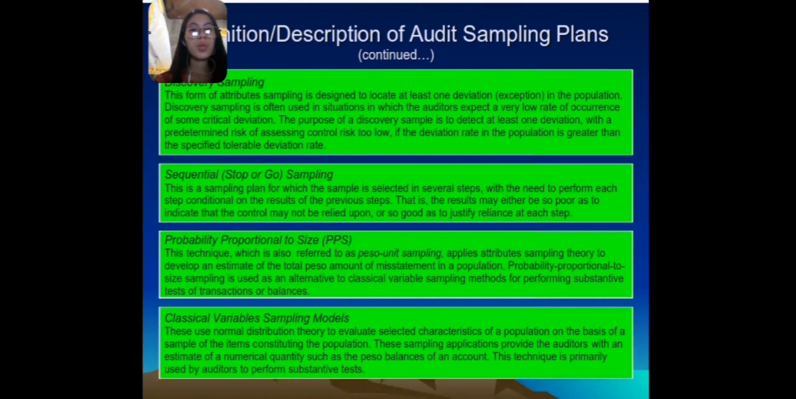We have also the classical variable sampling models. These use normal distribution theory to evaluate selected characteristics of populations on the basis of a sample of the items constituting the population. This sampling application provides the auditors with an estimate of a numerical quantity, such as the peso balance of an account. This technique is primarily used by the auditor to perform substantive tests.